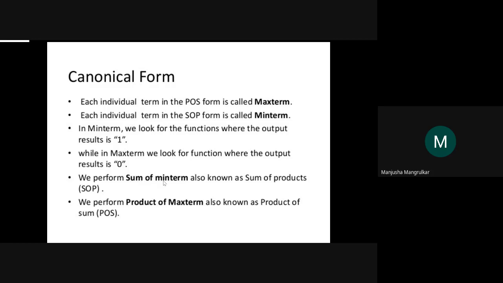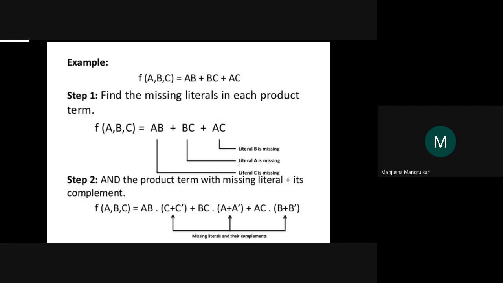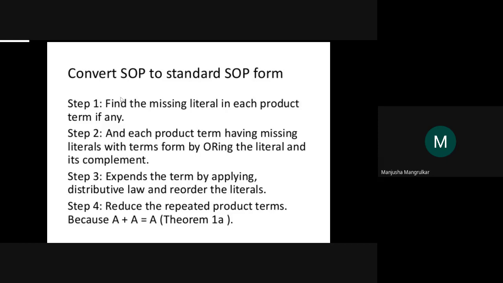We perform the sum of min terms. Also, instead of product, here we have a new terminology, the min term. It is also called the sum of products, or product of max terms, or also the product of sums, right? These are the things. Now, how will we do the standard form of this?